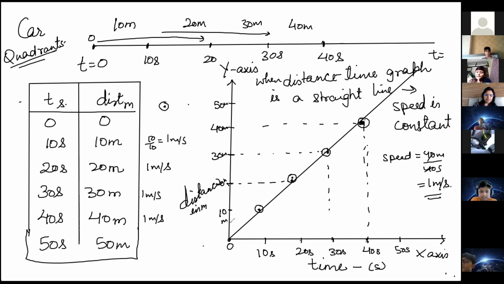Ma'am, 10 meter, ma'am. 4 ones are 4, then 0, like that. 40 by 40, okay. Yes, I understand. Correct, 40 by 40.